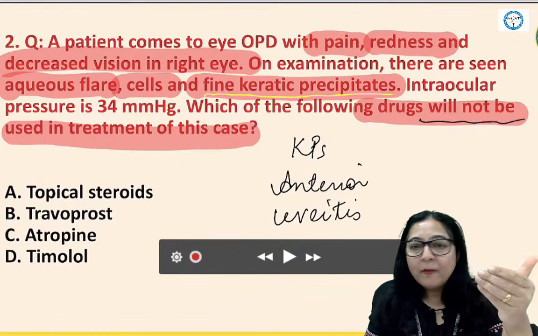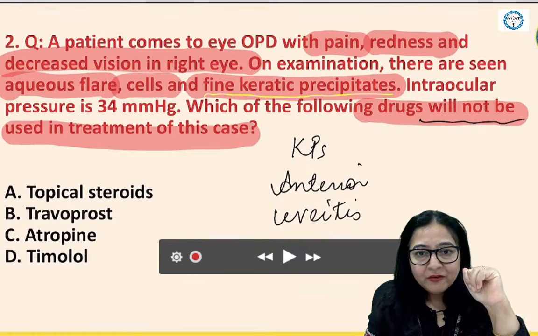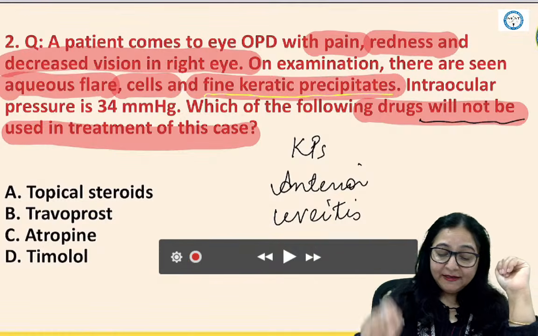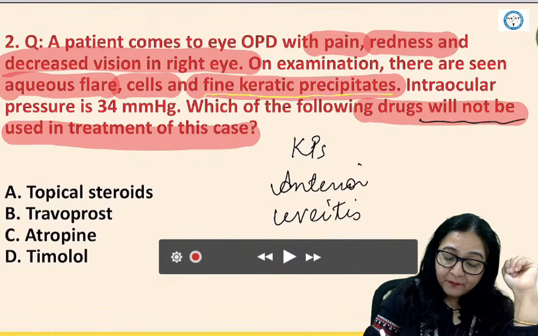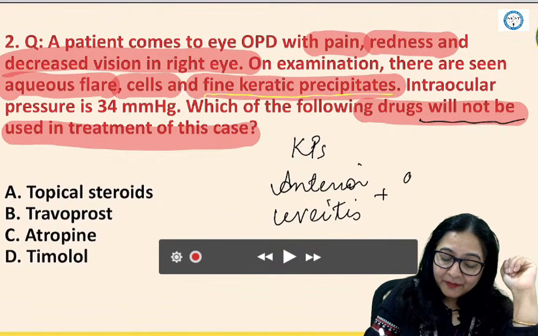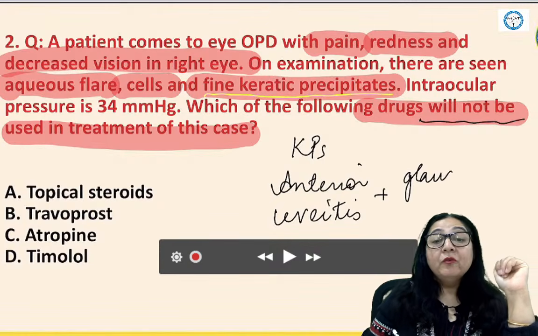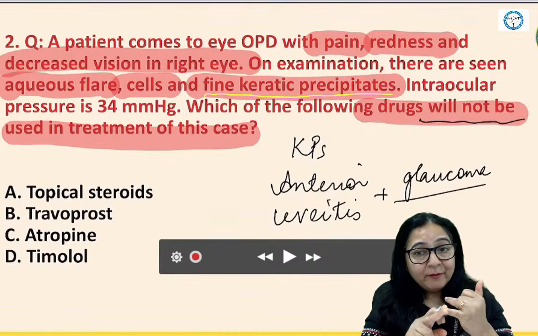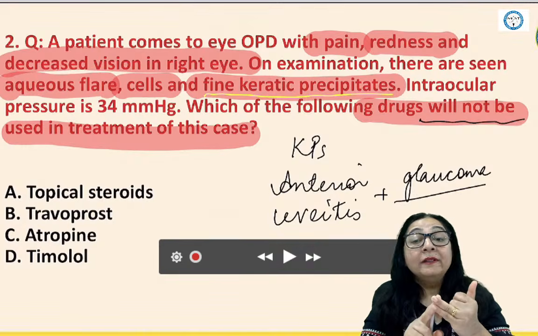You know, glaucoma can be one complication of anterior uveitis. So this is a case of anterior uveitis plus glaucoma, high pressure. Okay, so the treatment will be to control the inflammation and to control the eye pressure.